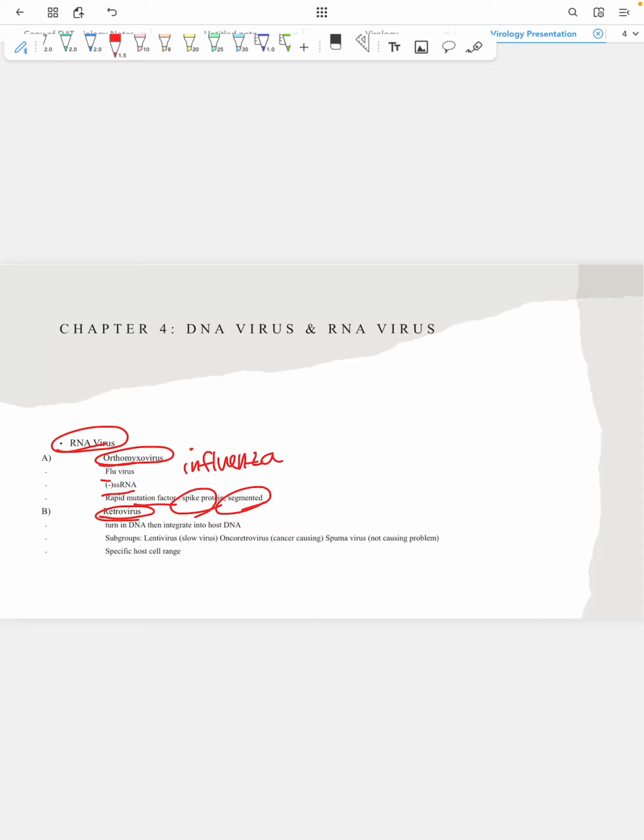Retrovirus, as we discussed in the previous chapter, has a nucleic acid that will turn from RNA into DNA, and it will integrate into host DNA. Under retrovirus, there are three subgroups, which are lentivirus, oncoretrovirus, and spumavirus. It is important to note that lentivirus is a slow virus, which means it is going to slowly replicate and slowly spread the disease.